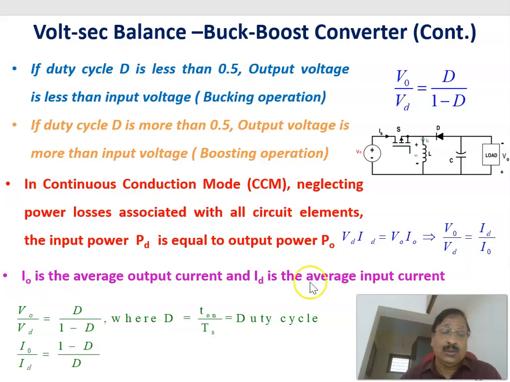Or V0 divided by VD equals ID by I0. Here I0 is the average output current, ID is the average input current, and V0 is the average output voltage. Now the basic conversion ratio is V0 by VD equal to D by 1 minus D, and I0 by ID equal to 1 minus D divided by D, where D is the duty cycle, which is equal to the on period divided by the time period, Ton divided by Ts.